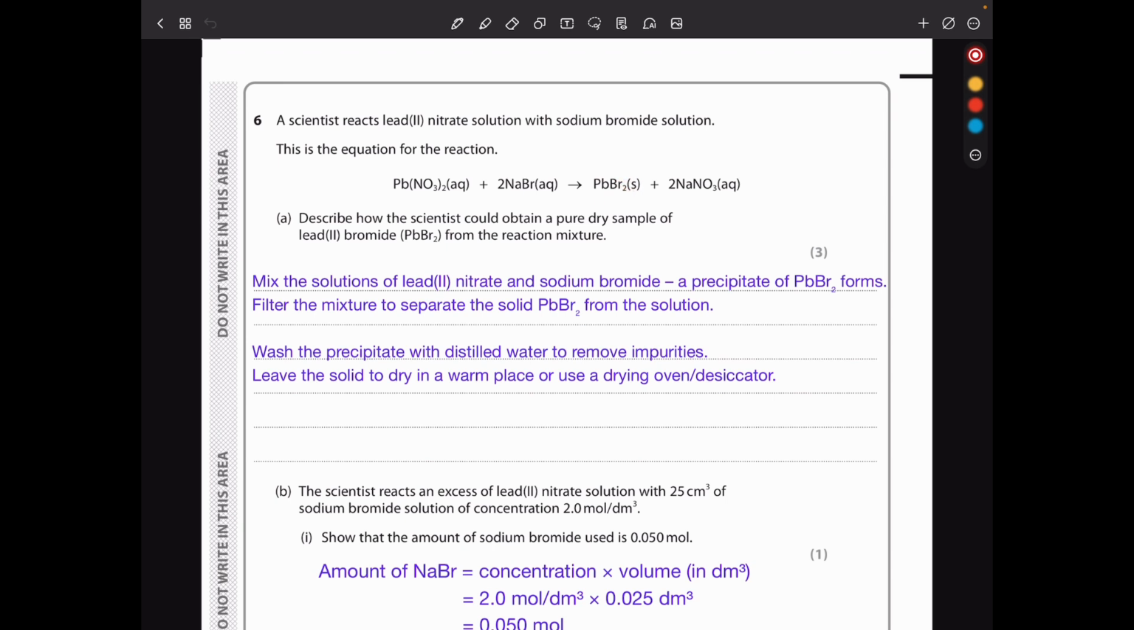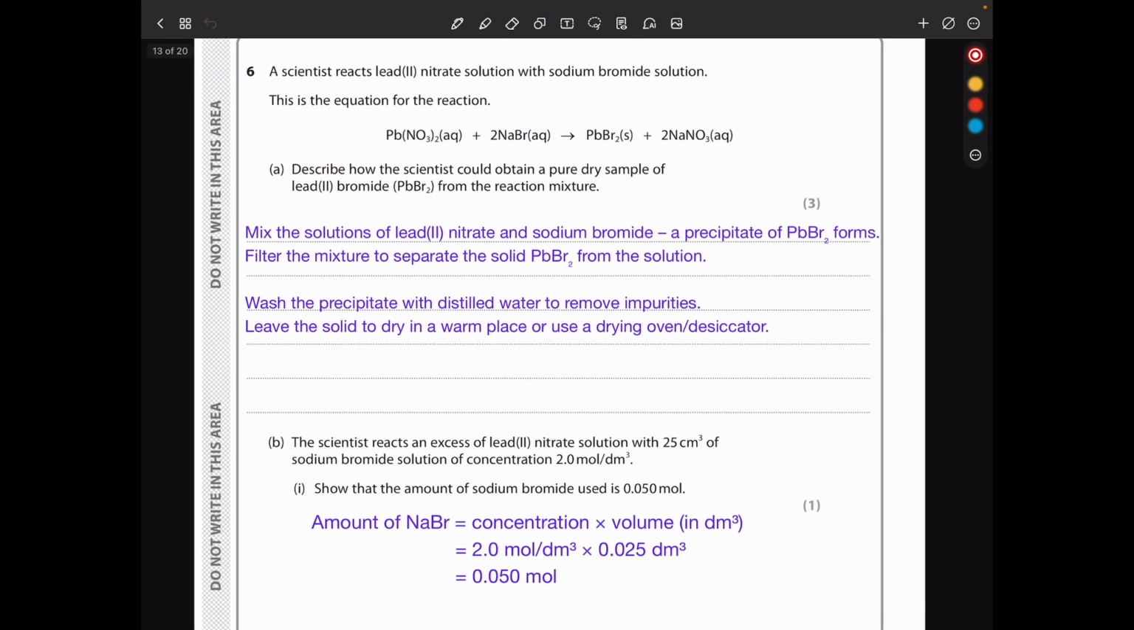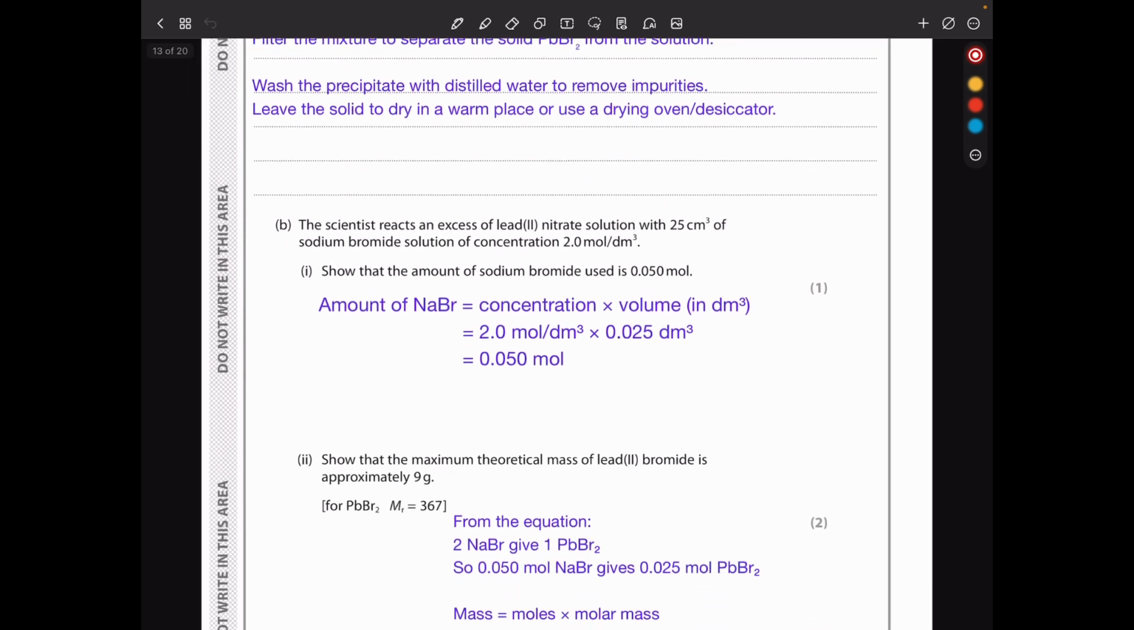So I said mix the solutions. Of course, this is irrelevant because the reaction is already done, but if not, you mix the solutions, lead II nitrate and sodium bromide until the precipitate forms. Then filter the mixture to separate the solid from the solution. Wash the precipitates with distilled water to remove impurities and leave the solid to dry in a warm place, or you could use a warm oven or a desiccator.